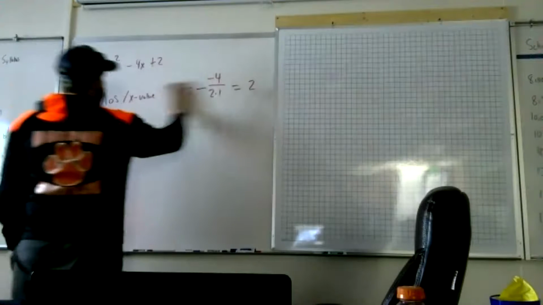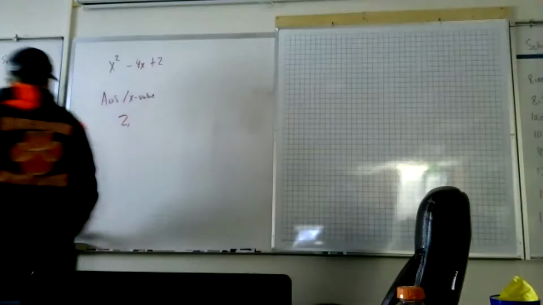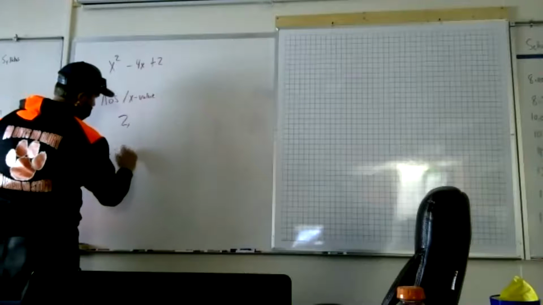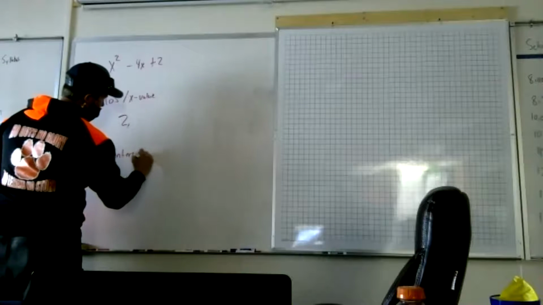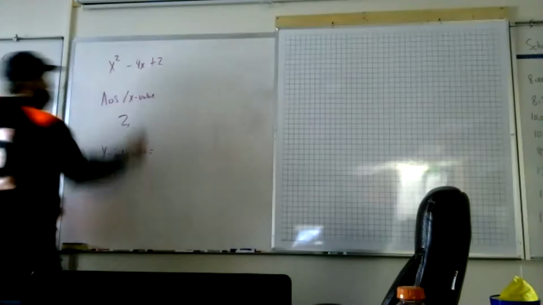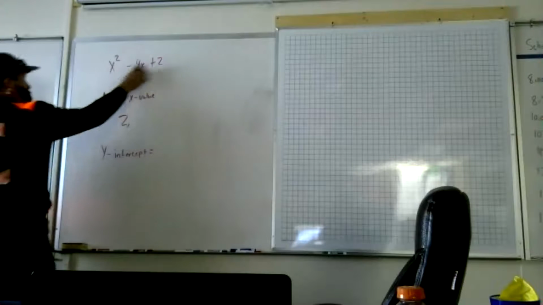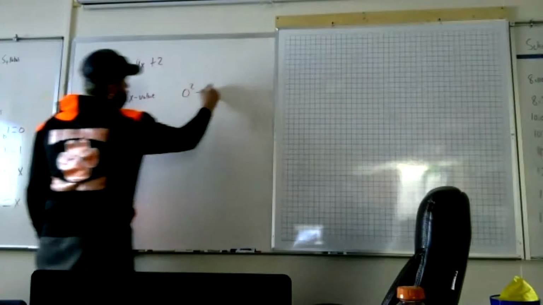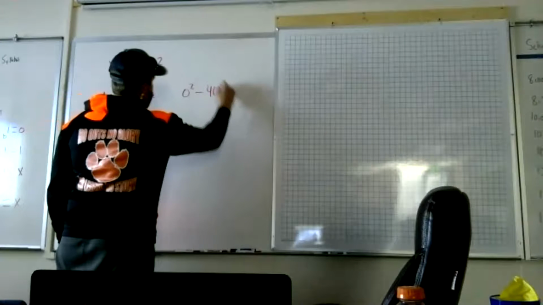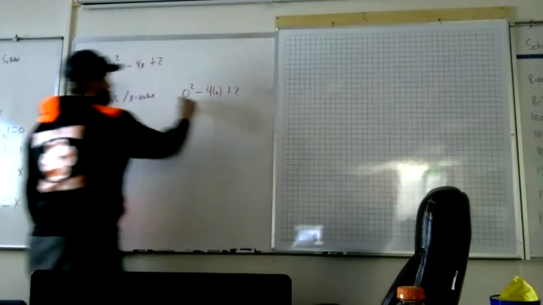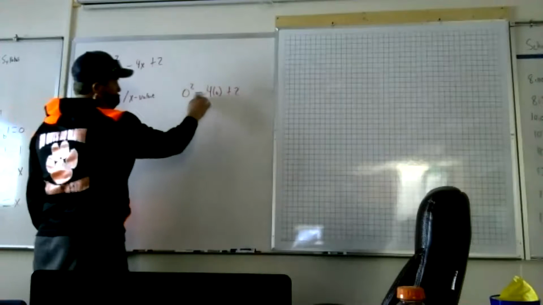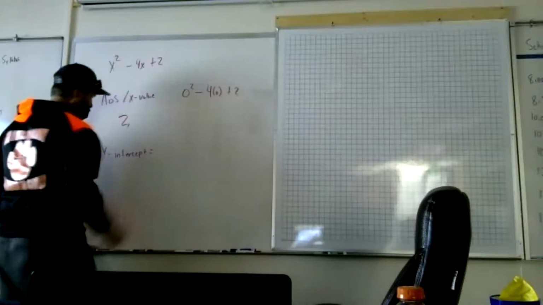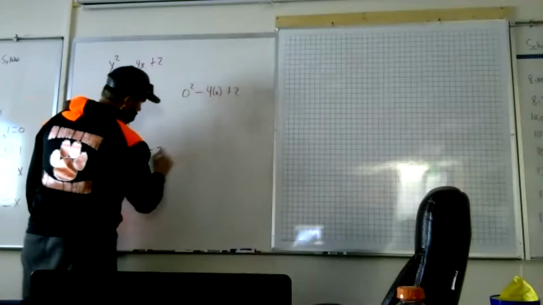Okay, for the y-intercept. That is what the question is asking us. The y-intercept occurs when we plug in 0 into this equation. So 0 squared minus 4 times 0 plus 2. 0 squared is 0. 4 times 0 is 0. So 0 minus 0 is 0. Plus 2, my y-intercept is 2.